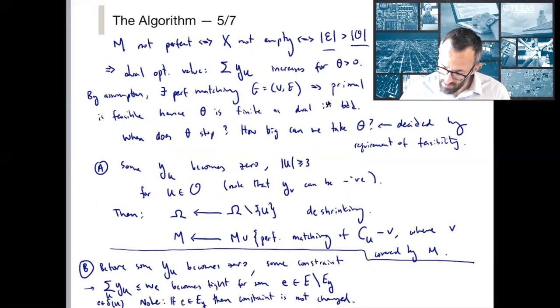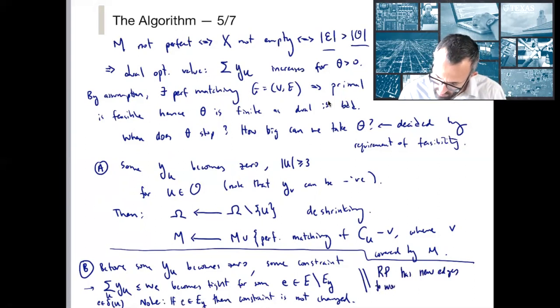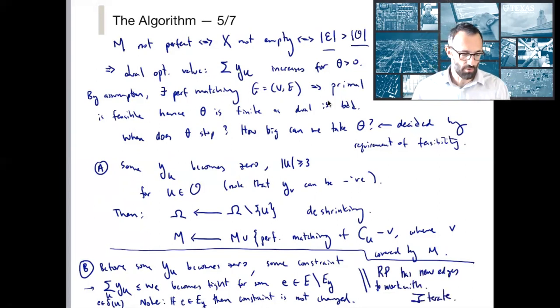So what have we done? We've now added a new edge, and now we're back to our restricted primal. Our restricted primal now has new edges to work with. So now RP has new edges to work with. And we iterate. So these are the things that can happen.